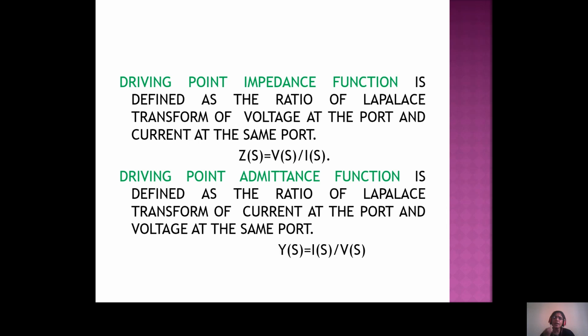So driving point impedance is nothing but Z of S is equal to V of S by I of S. For admittance, Y of S is equal to I of S by V of S. So impedance, voltage by current, is written in the form of Z of S, and admittance, current by voltage, is written in the form of Y of S. Z of S is equal to V of S by I of S and Y of S is equal to I of S by V of S.